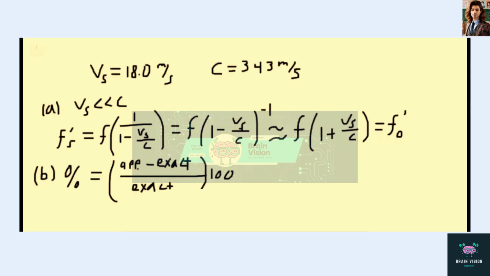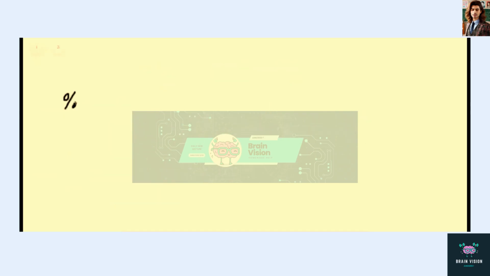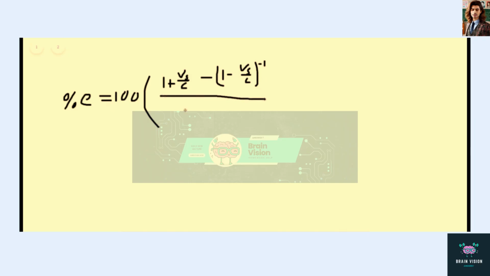Let's open up a new page here. So percent error, we'll call it percent E, is equal to 100 multiplied by the approximate, which is 1 plus V sub s over c, minus the exact, which is 1 over 1 minus V sub s over c, the inverse, so that minus 1, divided by the exact, which is, again, the inverse of 1 minus V sub s over c.